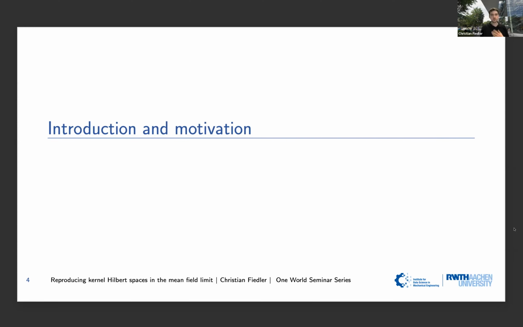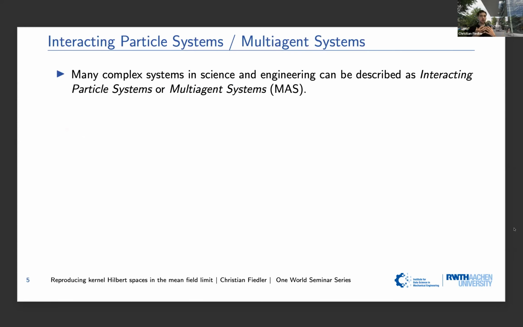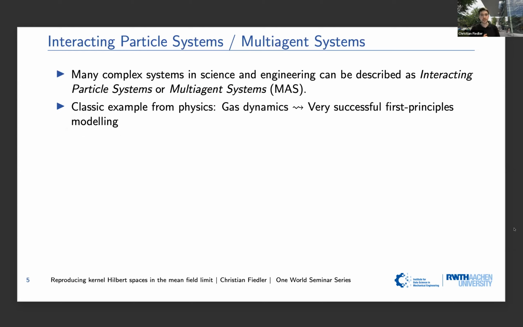Okay, so let's get started. Brief introduction and motivation of all of this. Originally we were interested in so-called interacting particle systems or multi-agent systems. These are dynamic systems where you have many entities which interact with each other. A very classic example from physics is gas dynamics. In this case, as you probably know from statistical mechanics, first principles modeling has been applied in a very successful manner. However, recently, this class of systems has been applied to other domains, to many complex modern applications.